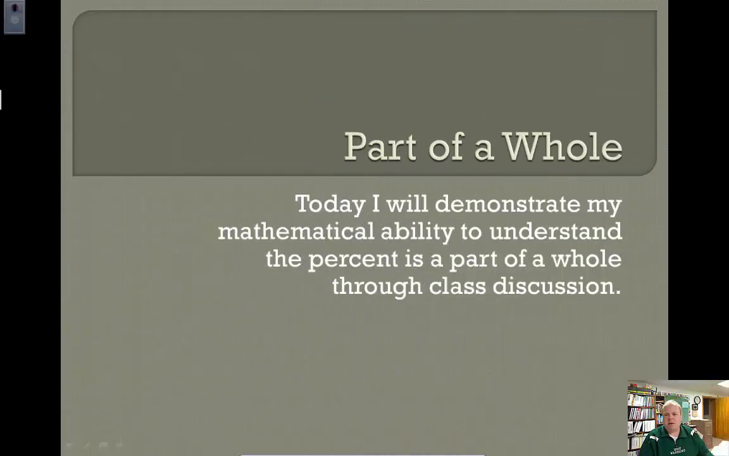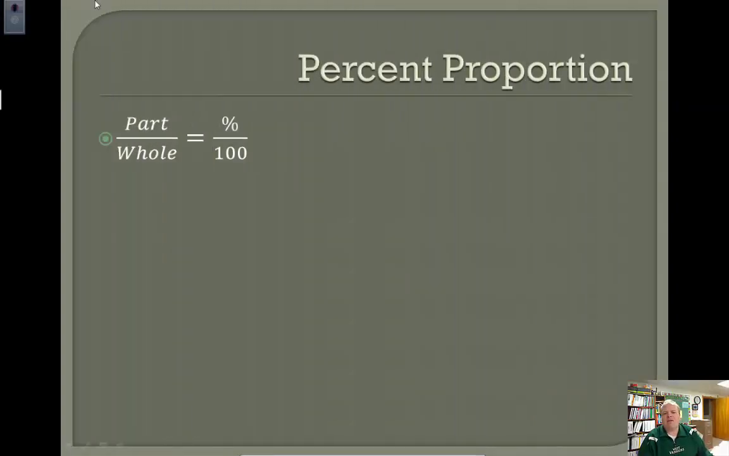Today we're going to be talking about part of a whole and dealing with percents. The objective today, I will demonstrate my mathematical ability to understand the percent as a part of a whole through class discussion. Okay, this is what we're going to be using today in this lesson.